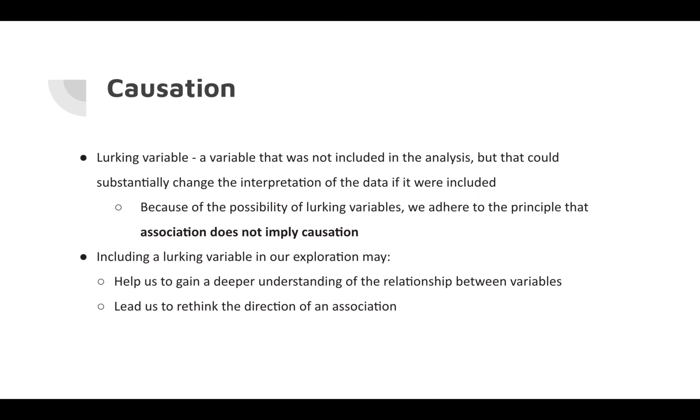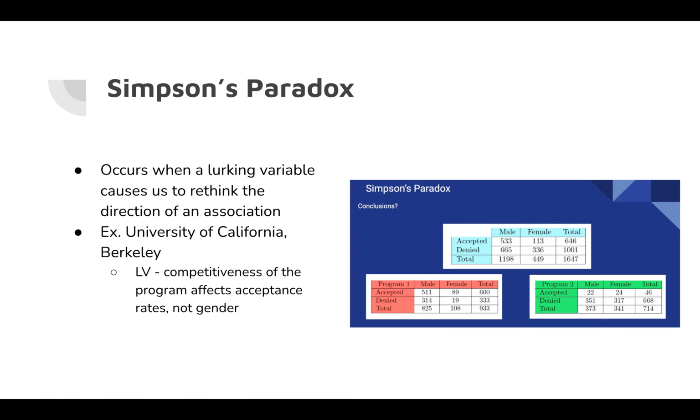Looking at the correlation between two variables, we must remember that there could always be a third variable, or a lurking variable, that is affecting the relationship. An observed association is not enough evidence for causation, so we must always remember that association does not imply causation. When a lurking variable causes us to rethink the direction of an association, that is called Simpson's paradox.